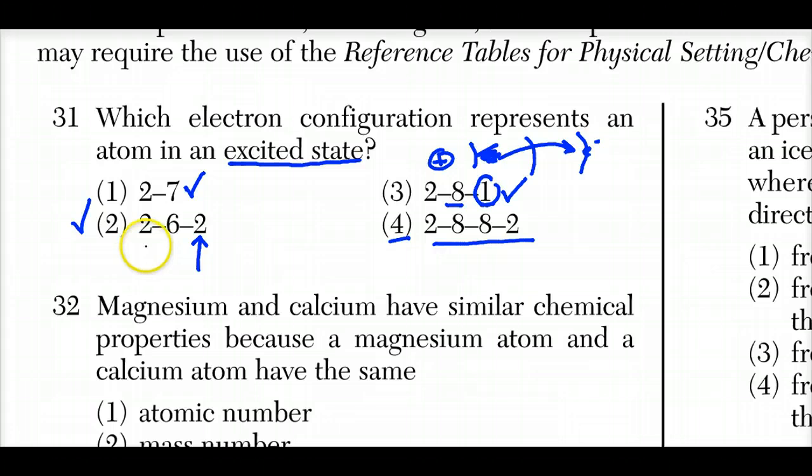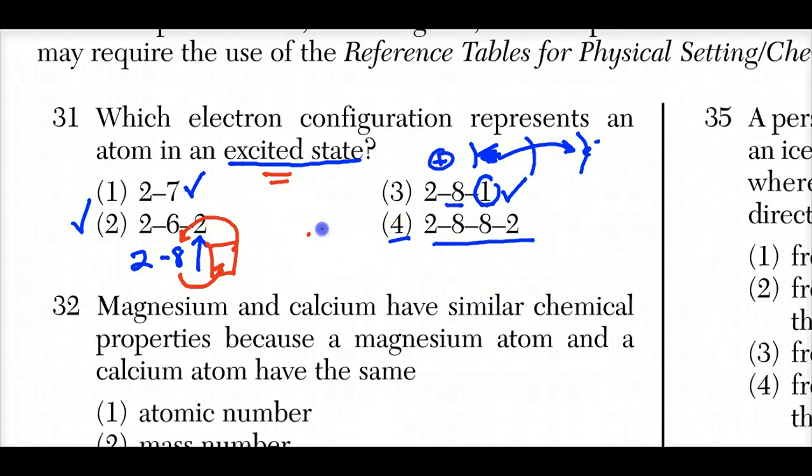Okay, number 2 is the answer because in order for me to fill the third, if I'm filling everything in order and being ground state, this should be 2-8. How did it go from 2-8 to 2-6-2? Well, 2 electrons from the second energy level jumped or leaped into the third energy level and therefore became excited. Now these excited electrons don't stay there. They eventually jump back and they give off the light when they do so, emitting their extra energy.